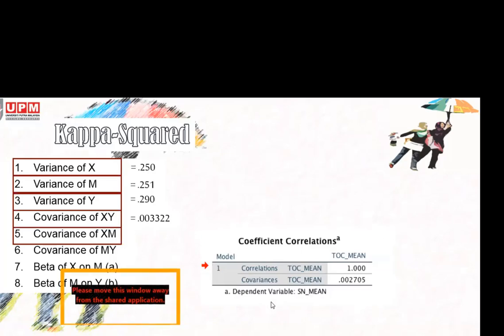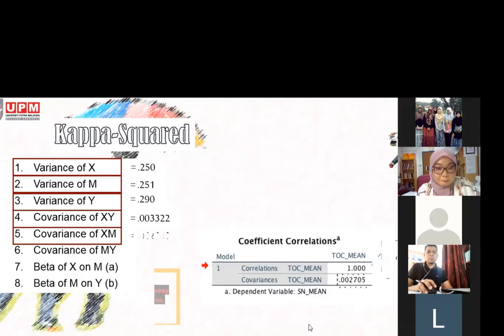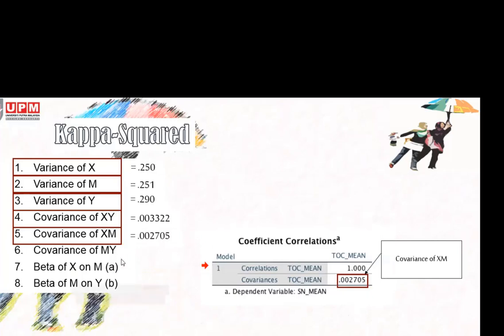Everybody or else, you might get the value 0.003, because it is already rounded to the closer value. Because in my case I increased to 6 decimal places. So this is the covariance of X on M.